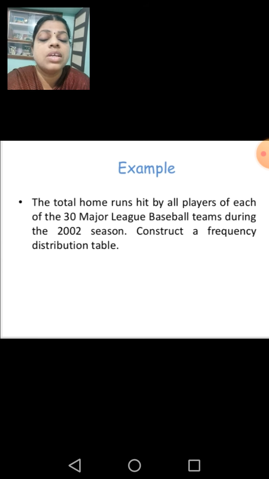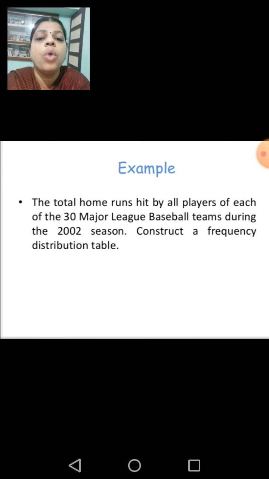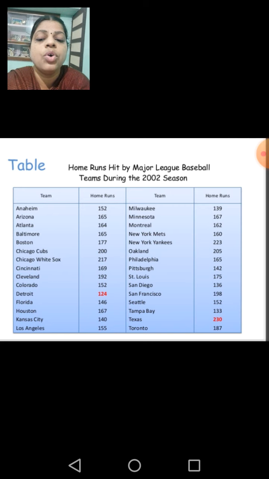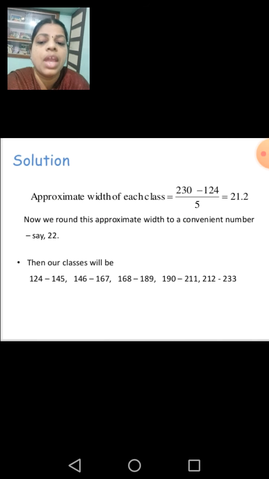So what is given here, children? It is the home runs hit by all the players. Here we can see in the columns the teams and the particular home runs hit by the Major League Baseball teams. So what do we have to do for that? Yes, we have to put all these scores and form grouped data.